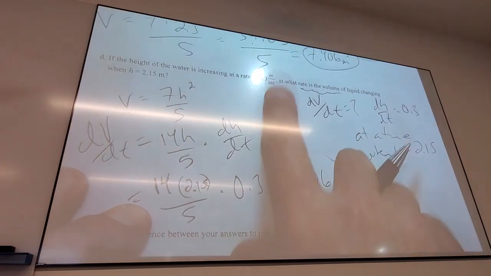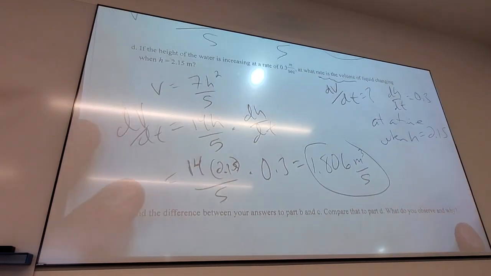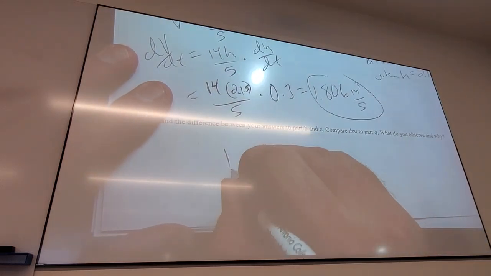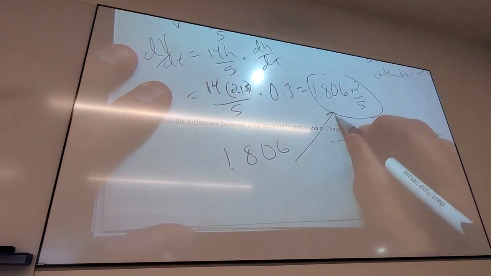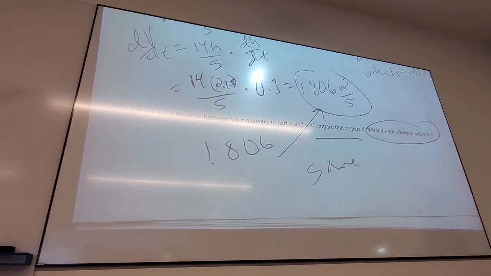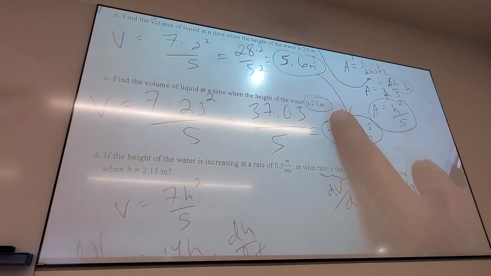Can you do this with every problem? You could. Should you? Probably not. You don't have the time for that. But this last one says find the difference, and it is 1.806. Compare it to that same. What do you observe and why? They're the same, because one is a prediction and one is what actually happened.